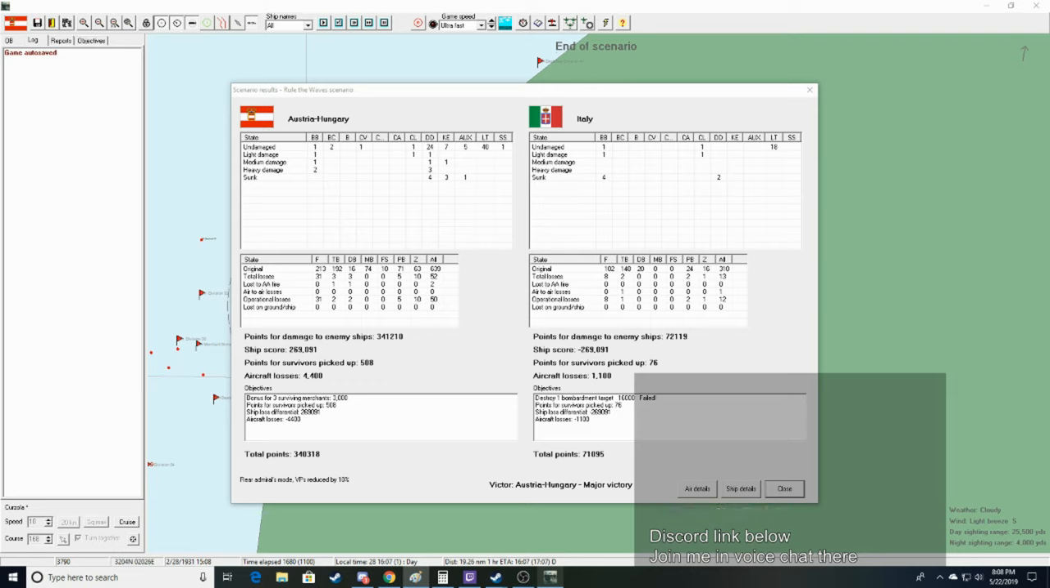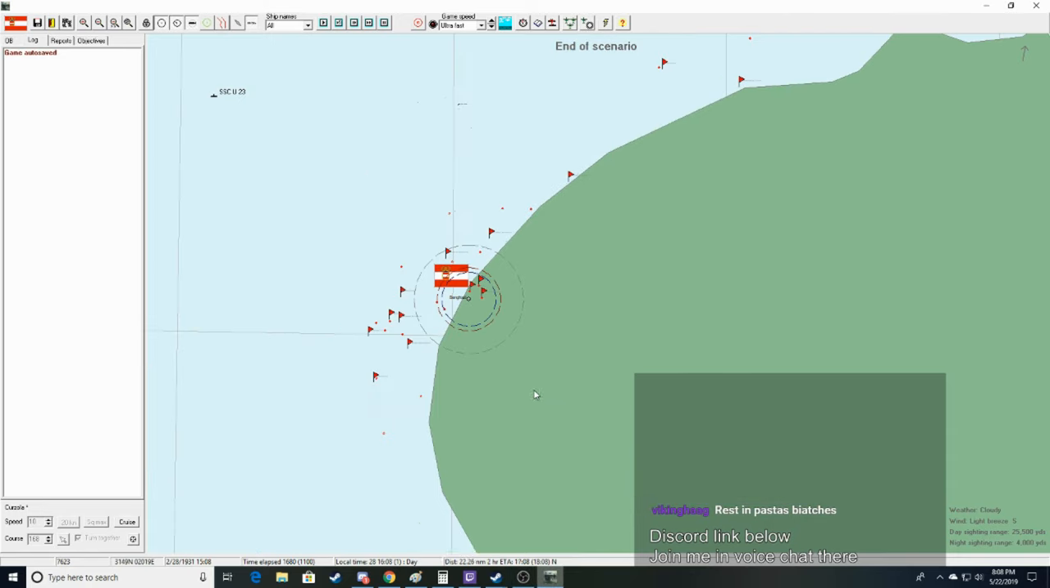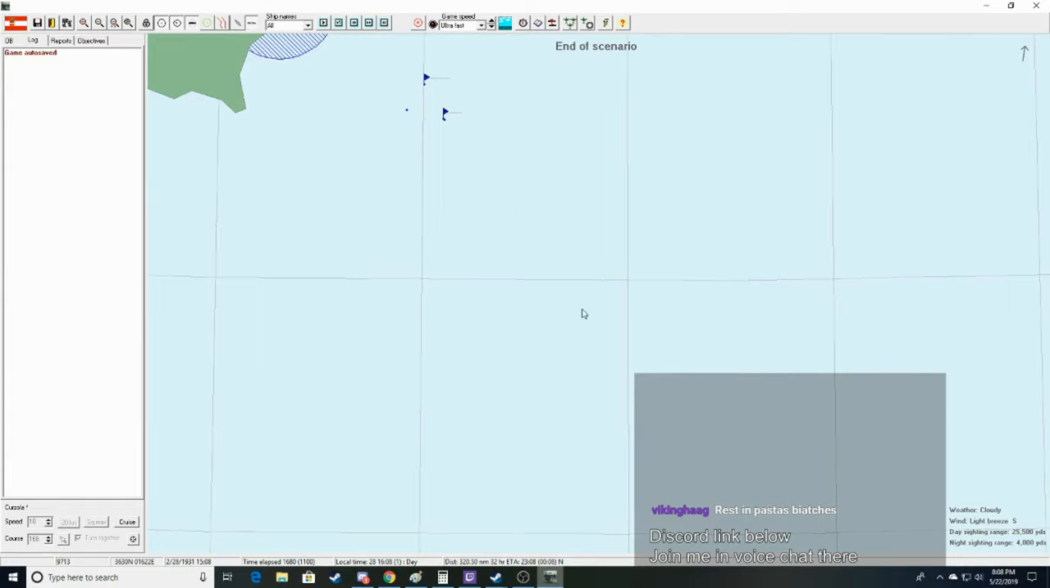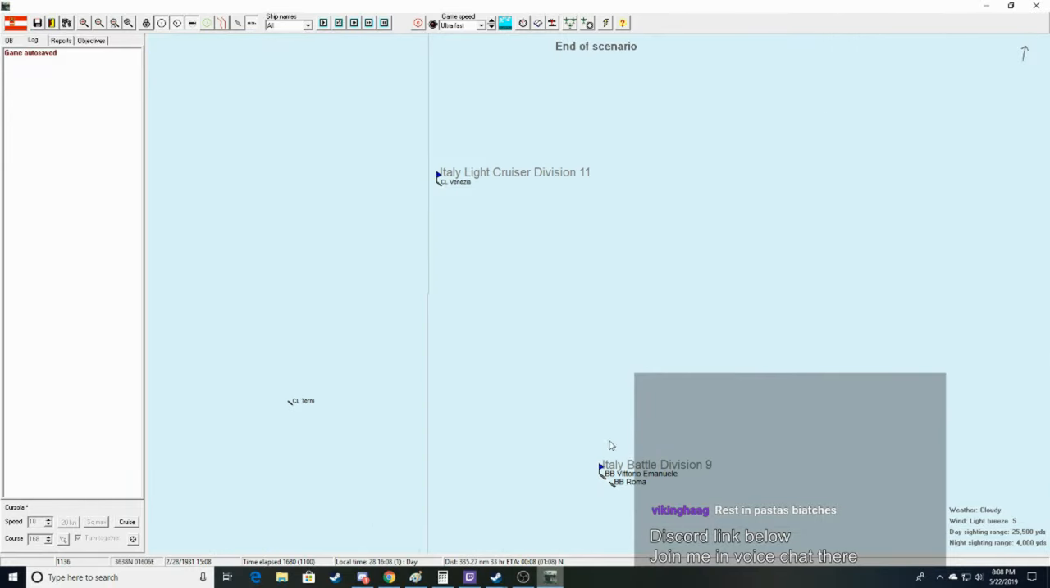But I'm still pissed about Zerini. I am pissed that Zerini took that bulkhead rupture. Because if her bulkhead hadn't ruptured, that would be one battleship heavily damaged. Rest in pasta. Where were the Italian ships at the end? They were actually close. Yeah, they were retiring to port.